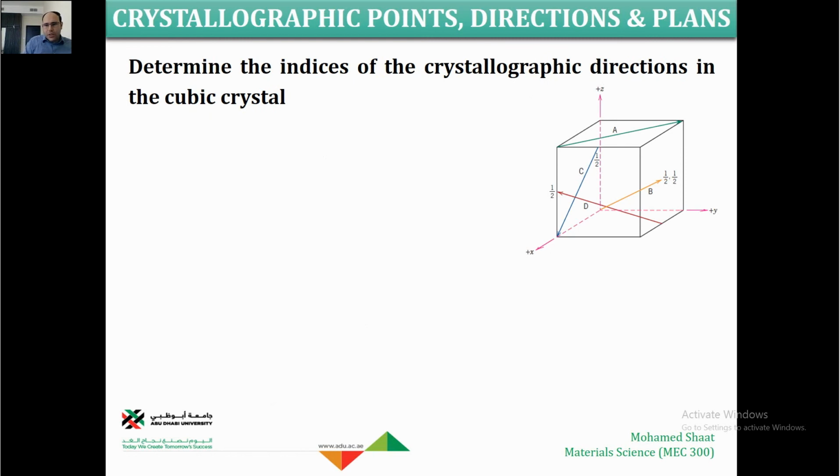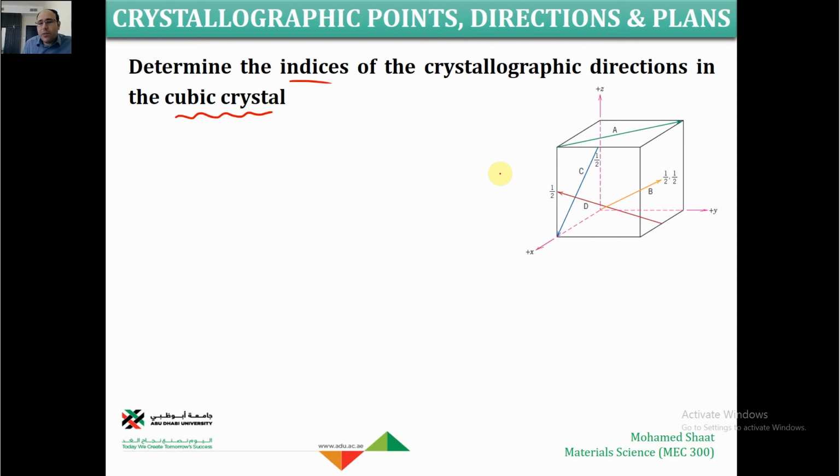Like in this example here, it is required to identify the indices of these different crystallographic directions in this cubic crystal. You should understand that it is cubic. It should be mentioned. So since it is cubic, it means that this edge is A, this is A, this is A. It means that all the edges are equal. Anyway, we do have so many directions. We do have direction A, which is shown by green. We do have direction C, this blue, and B, yellow, and the brown, which is D.